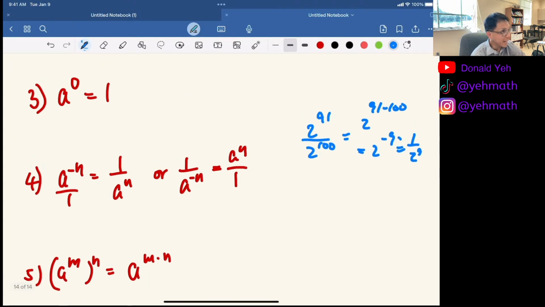Now, could it work with x? Can it work with x? Yes. x to the 91 over x to the 100 is going to be 1 over x to the 9. Let me know if I'm going too fast. It should be very easy.